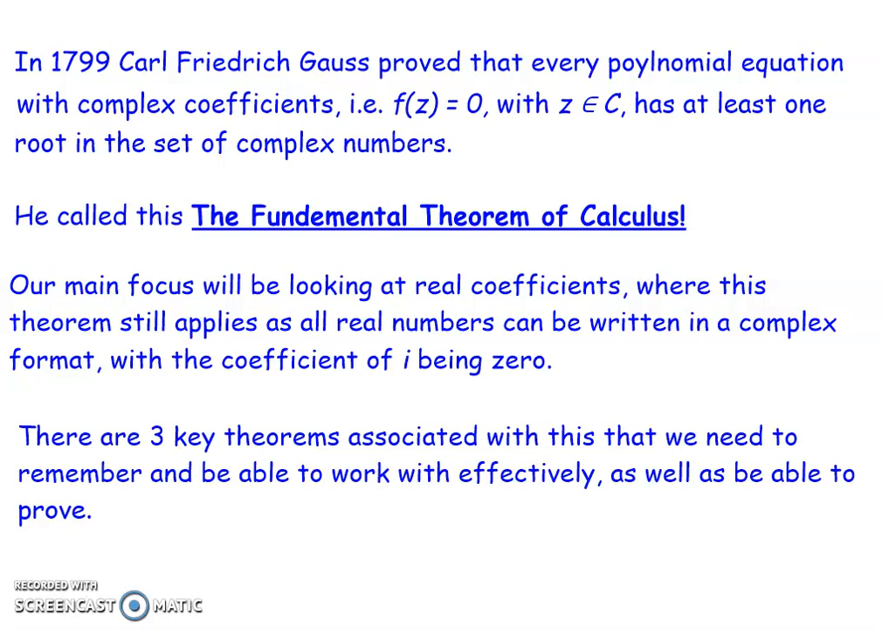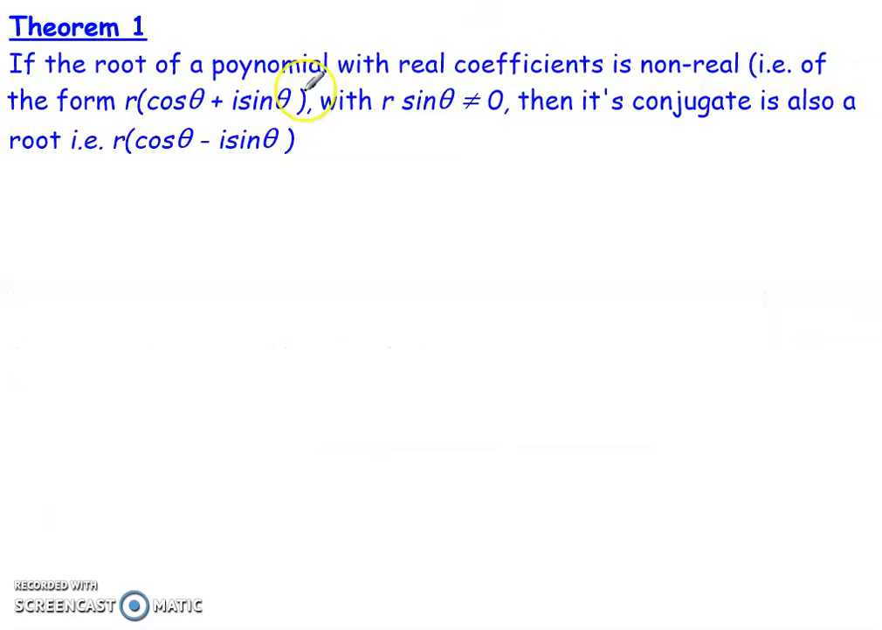Now there's three key theorems associated with this that we need to be able to remember, and we need to be able to think about how we can prove them and work effectively with them. So the first one is that if the root of a polynomial with real coefficients is non-real, so of the format r(cos theta plus i sin theta), where sin theta doesn't equal 0, so it has to be complex, then its conjugate, r(cos theta minus i sin theta), is also a root.